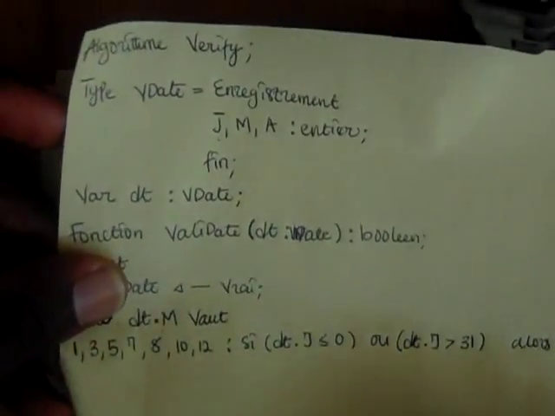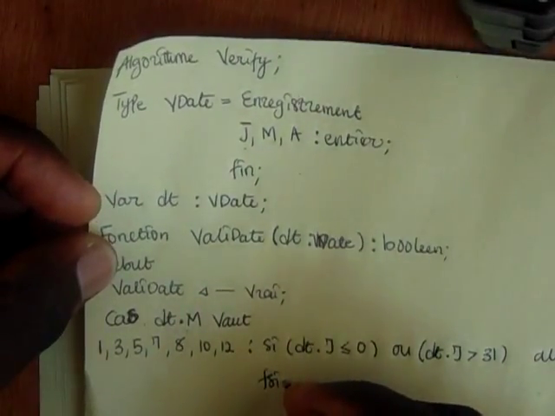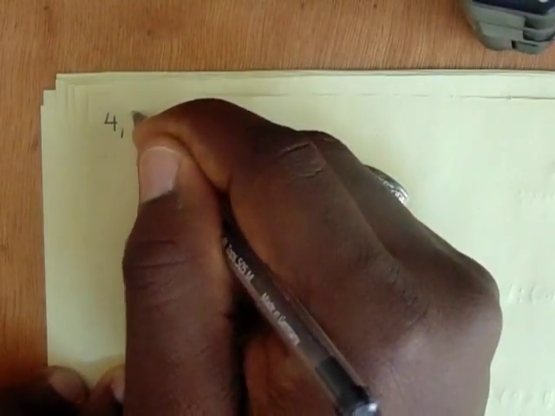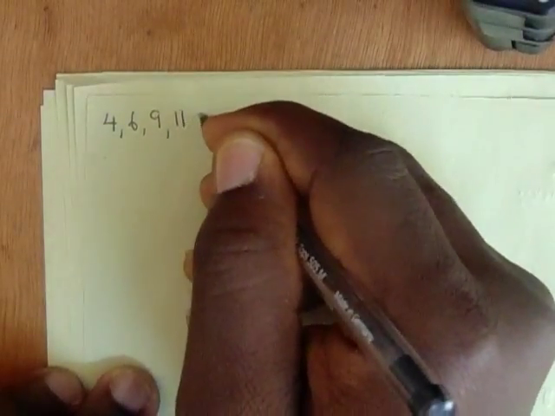Now we use a fancy loop to close the if statement. So we have checked if it is 31 or not. Then we check if it's 30. So we say for the 4th month, 6th month, the 9th, and the 11th.